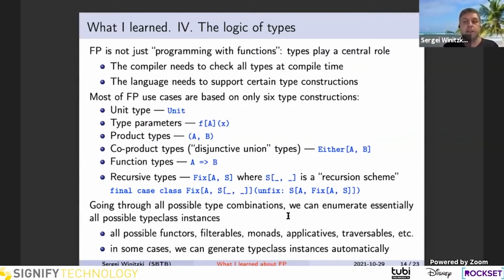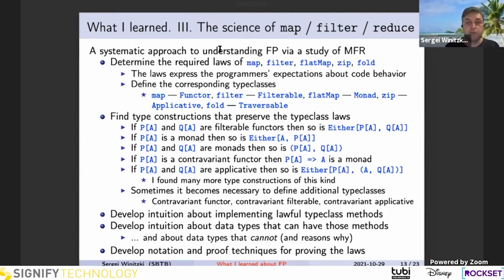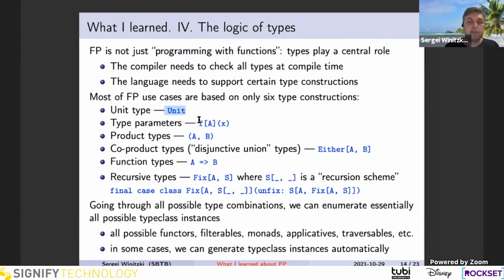Another thing that I realized while doing this is that types play a central role in functional programming as it is practiced today. It's not just programming with functions. It is not just immutable values and functions. That maybe was 40 years ago when they only had Lisp. Today, types play a central role, and not just that they are checked at compile time, although that's important, but that specific types are being used. So functional programming today is programming with functions, with map reduce, filter, and with specific kinds of types. And I can list what types those are.